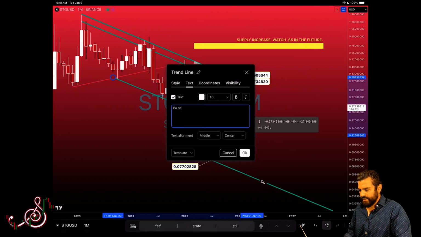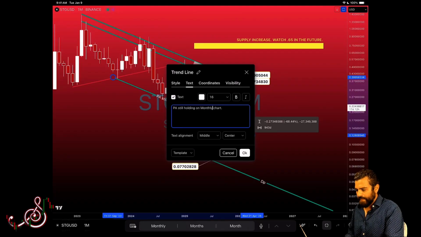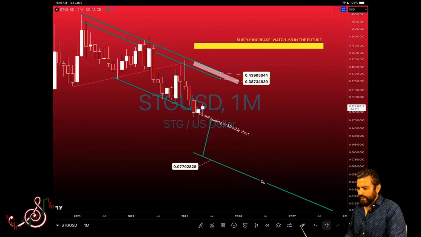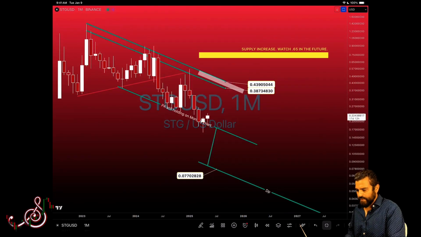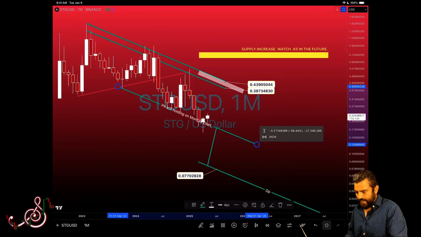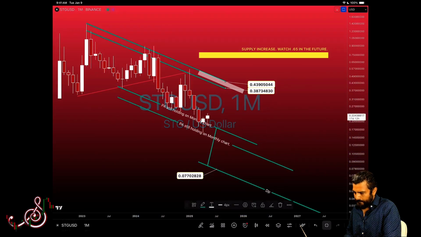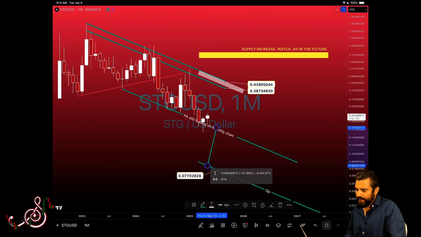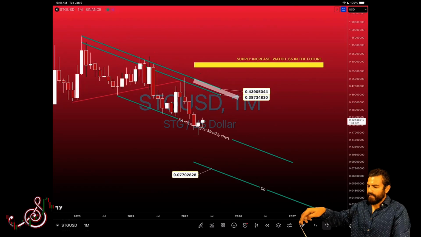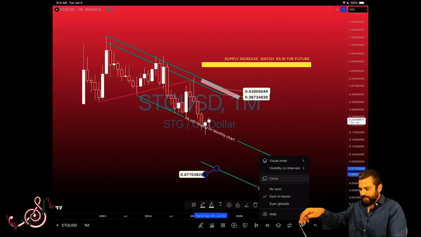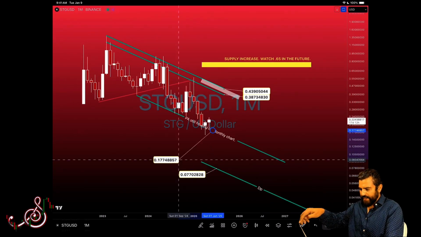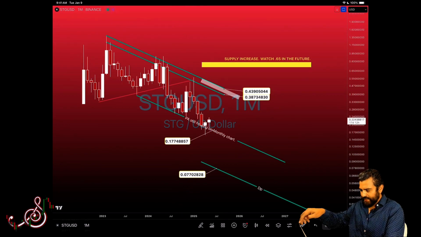Phantom still holding on monthly chart. Let's stretch this out a bit. And then let me get you the bottom for this DP. Right now the bottom is at 17 cents. Current price is 22 cents.